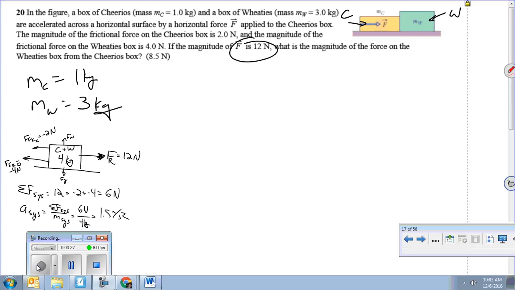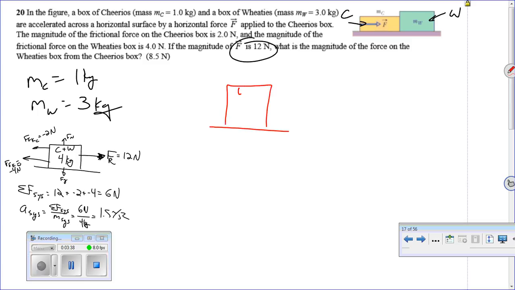Now, first, let's do this. Let's find the magnitude of the force on the Wheaties box from the Cheerios box. So to answer the given question, we're going to draw the Wheaties box. So here's the Wheaties box. We know that it's got a mass of 3 kilograms. All right.